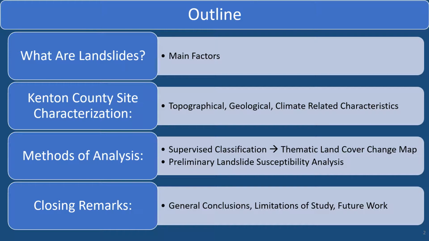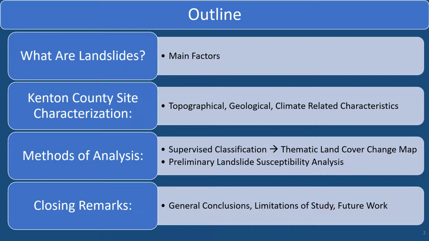To give a brief overview of what to expect in this presentation, I will first be discussing what landslides are and the main factors that cause them. Several characteristics such as topology, geology, and climate will depict the profile of the study region.